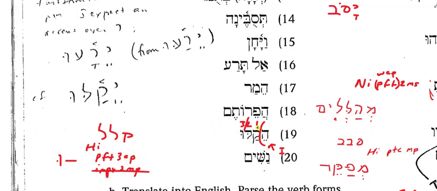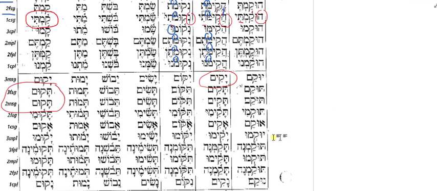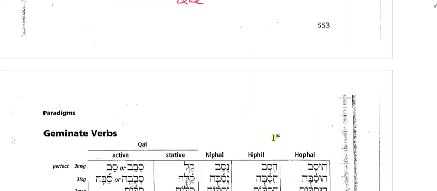Okay, good. What does kalal mean? Exactly, to minimize, make light of, to treat as insignificant. That sort of idea. To basically treat contemptuously. Other questions? When you look in on 554. 554. Yeah. Oh, okay. Back in the paradigms? In the paradigm, it has a setting for that 3CP.